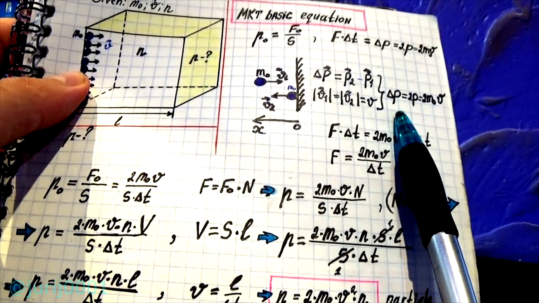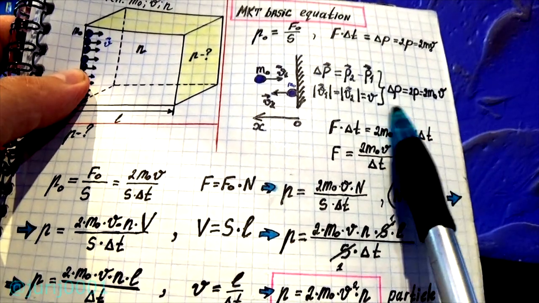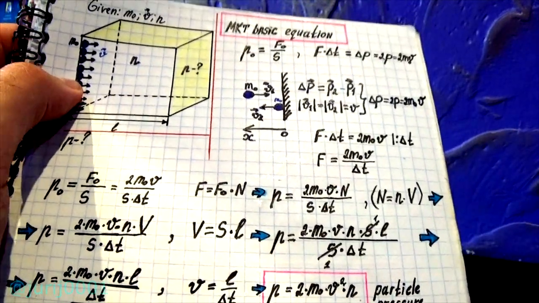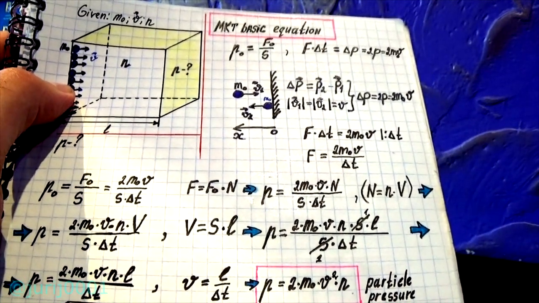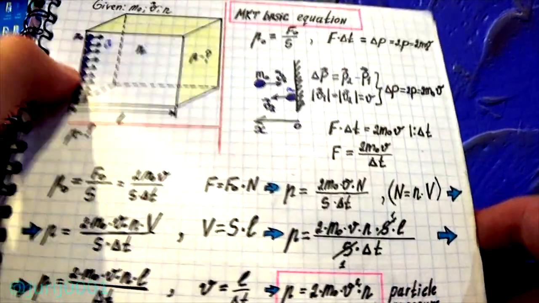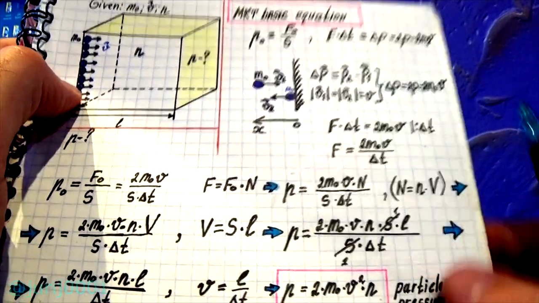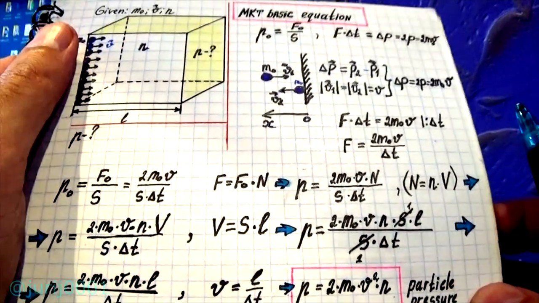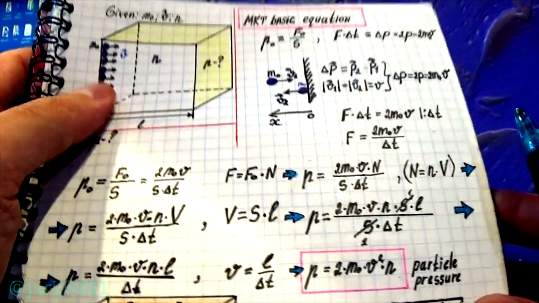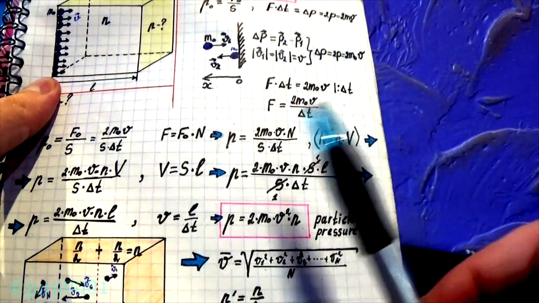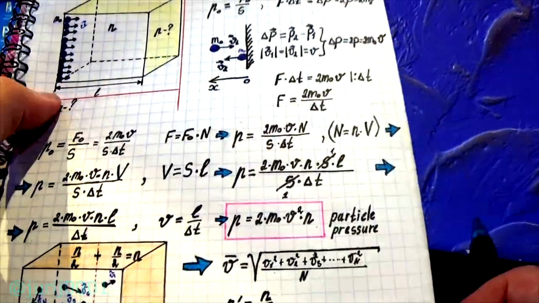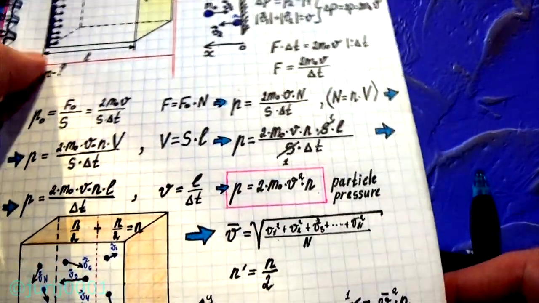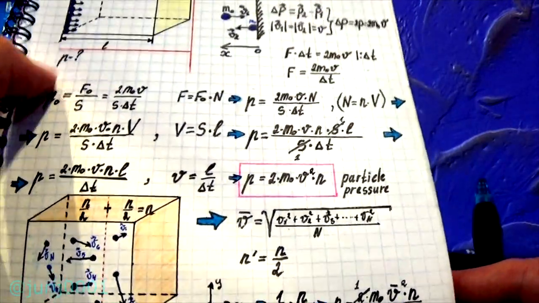As you can see, the change in momentum is equal to twice the momentum. After that, we determine the pressure of the particle flow. After the flow pressure, we determine the pressure of the ideal gas. However, we need to take into account the fact that instead of speed, we take a certain average value of speed, which is defined like this. And is called the root mean square velocity of the molecules.